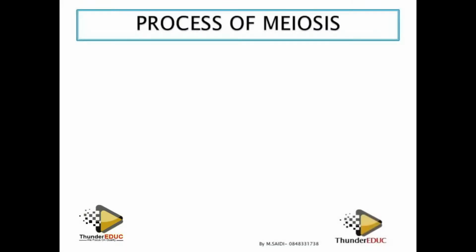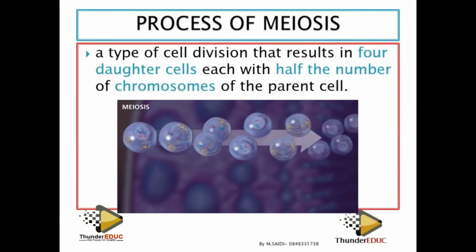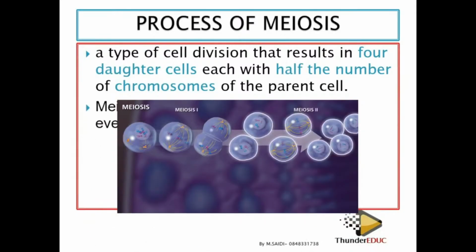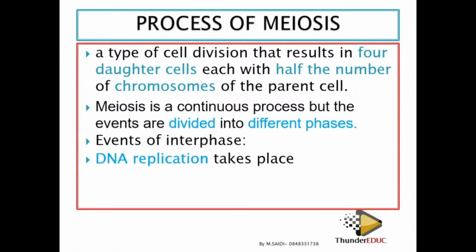Don't forget that we say that meiosis is the process whereby one cell divides to form 4 daughter cells. These cells are genetically different from each other and from the parent. Meiosis is a type of cell division that results in 4 daughter cells, each cell with half the chromosome number of the parent. So meiosis is a continuous process, but it's divided into different phases and events.